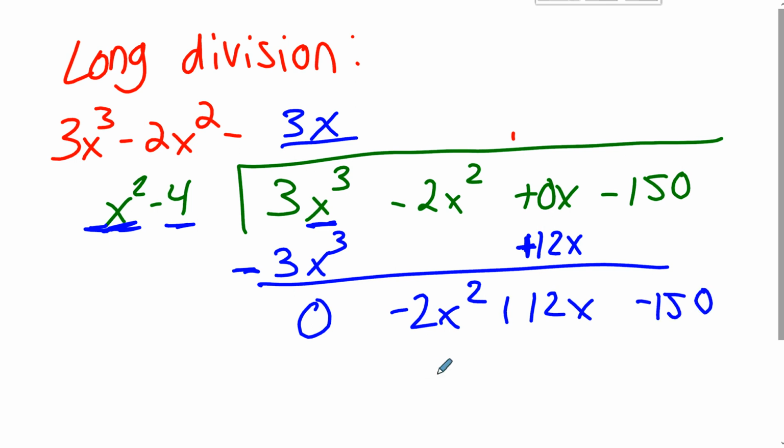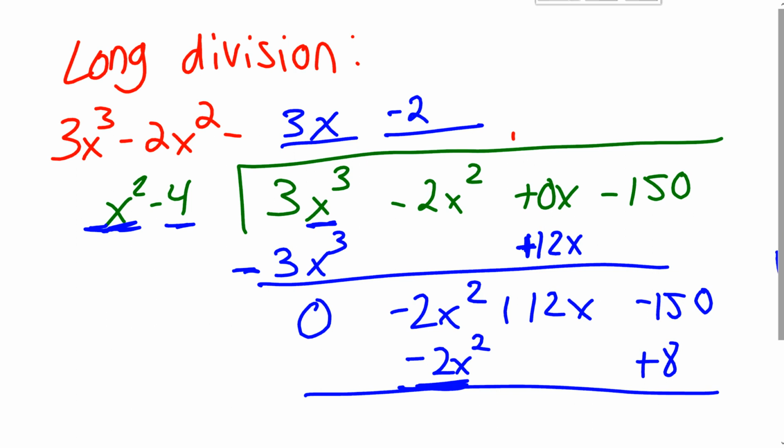And now I ask myself, okay, I need the same thing here. So what times x squared gives me a negative 2x squared? Well, that's a negative 2. And I don't need any x, so I just need negative 2. So negative 2 times x squared is negative 2x squared. And then negative 2 times negative 4 is an 8, so I put that over here as 8.